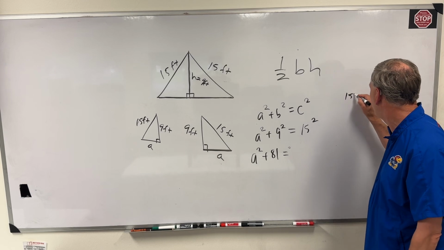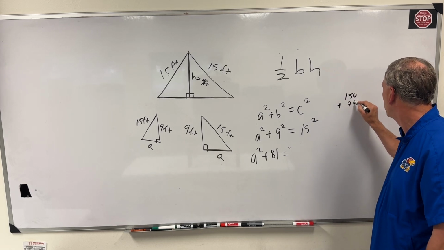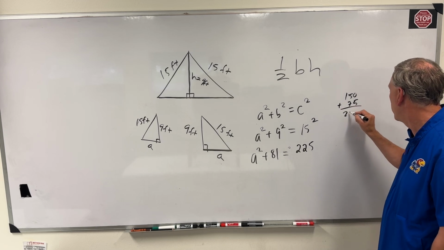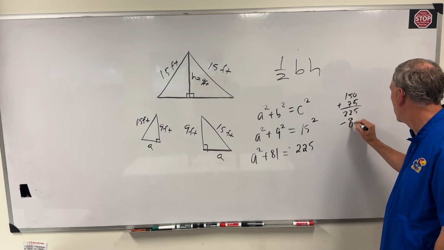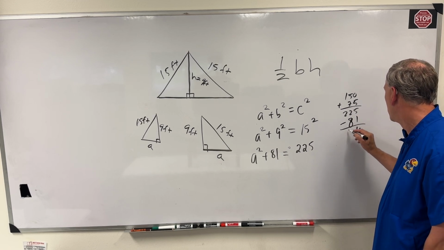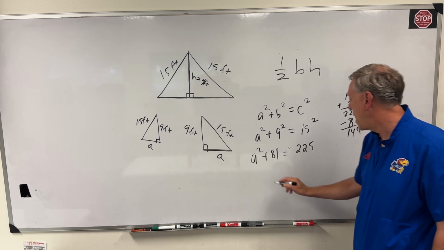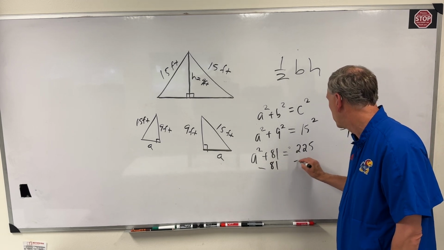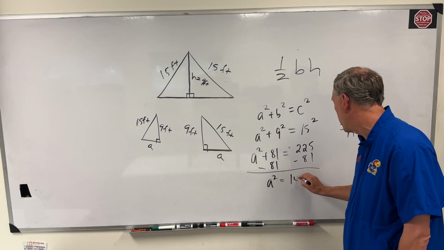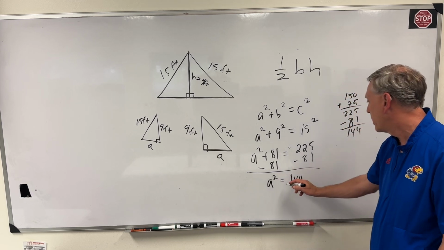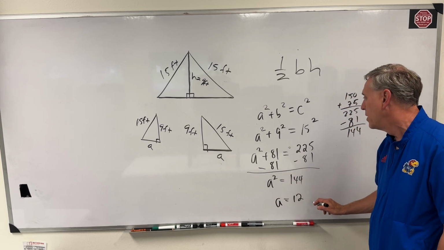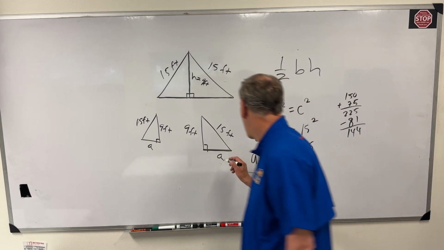What is that? 150 plus 75, 225. So 225 minus 81. So I'm going to subtract 81 from both sides. This will give me A squared is equal to 144. So we can see from this, we take the square root of both sides, that A is equal to 12 feet. So this A is 12 feet.